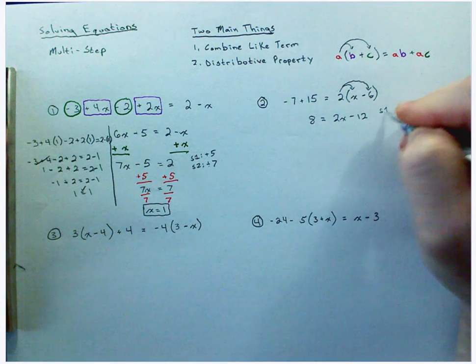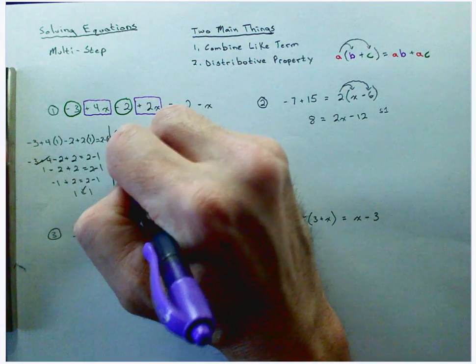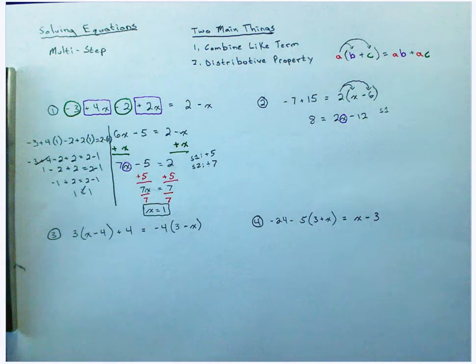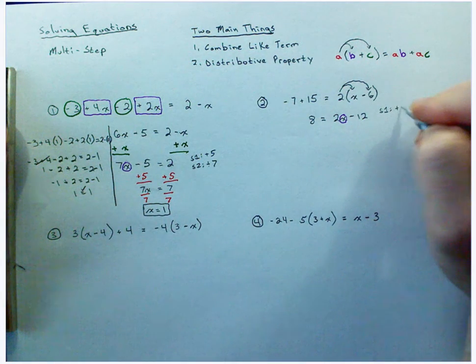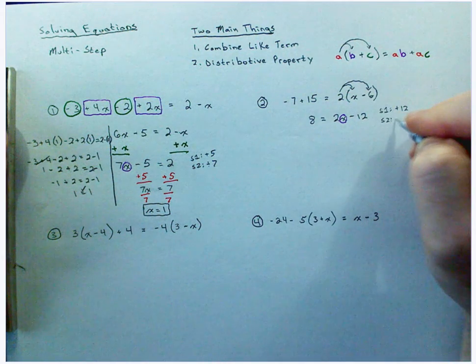Step 1, I want to get that variable by itself. Sorry, I should have highlighted that over here. I want to get x by itself. So I'm going to add 12. That'll get rid of the 12. In step 2, I'm going to divide by 2.